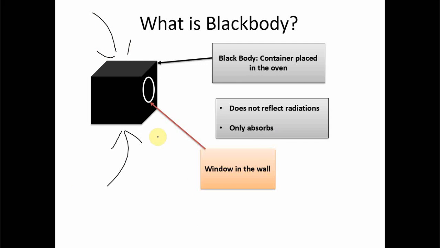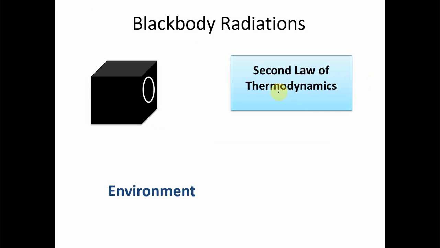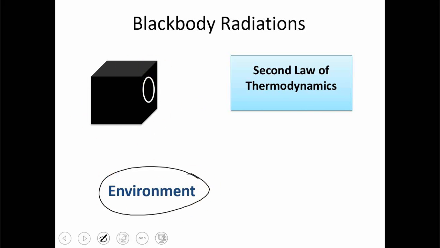Well, it is not really so, because of the second law of thermodynamics, which says that heat cannot flow from a cold body to a hot body. And when this black body absorbs all kinds of radiations, its environment gets colder than it. So anything other than this black body is its environment. And then it is not possible that heat flows from the colder environment to the hotter black body.